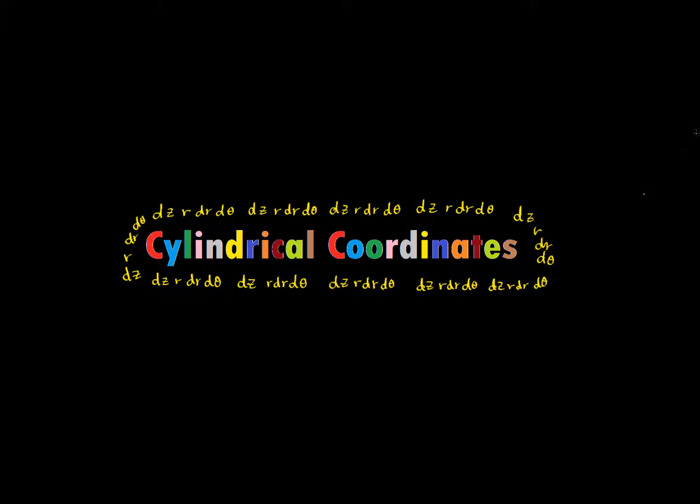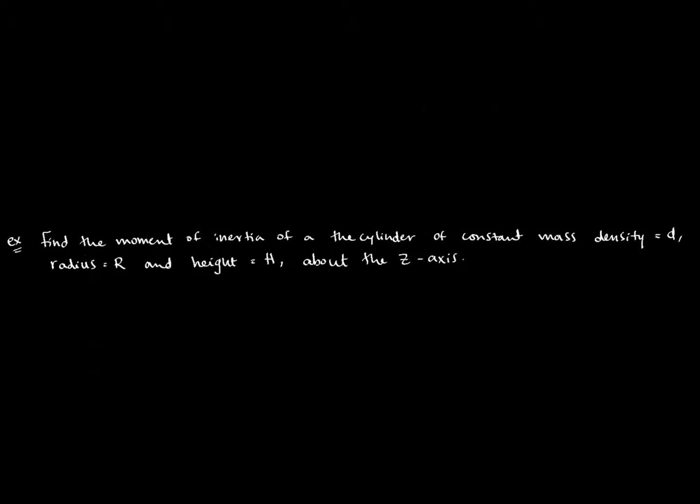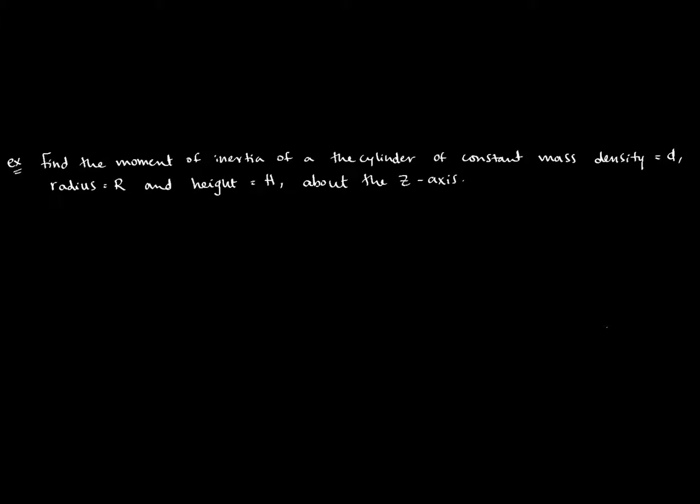Hey, in this video we're going to be trying to find the moment of inertia of a cylinder about the z-axis, and here we are told that the density is constant, it's equal to d, the radius of the cylinder is capital R, and the height is equal to h. So we have the cylinder, and this becomes our solid.